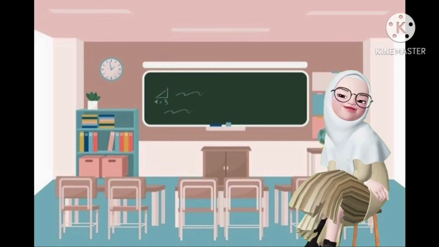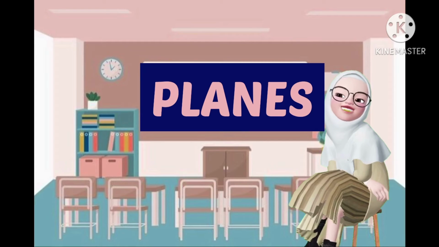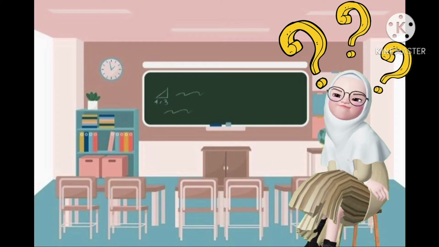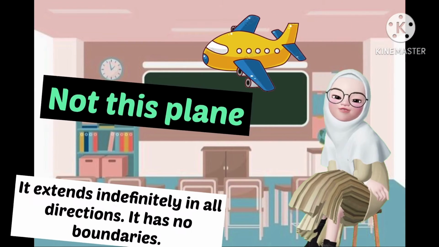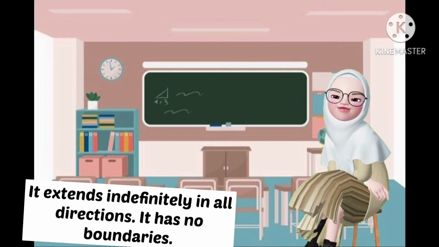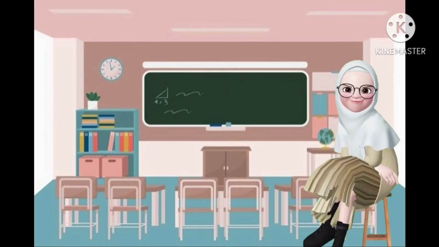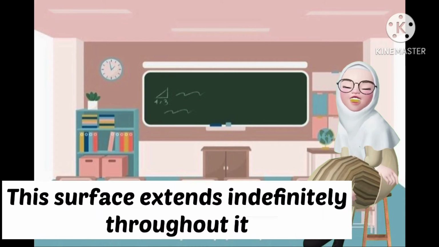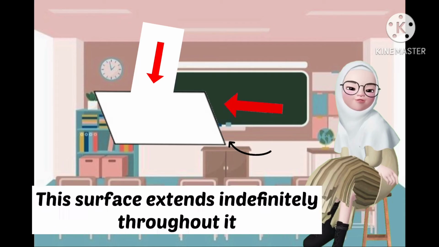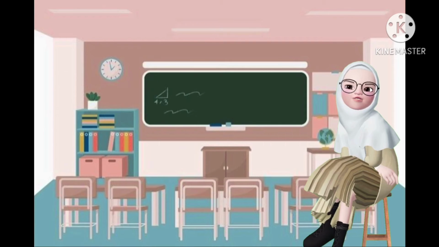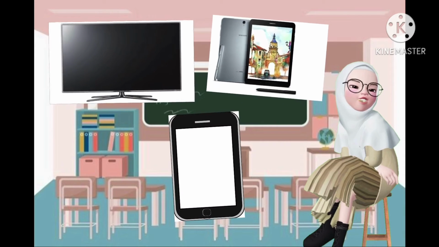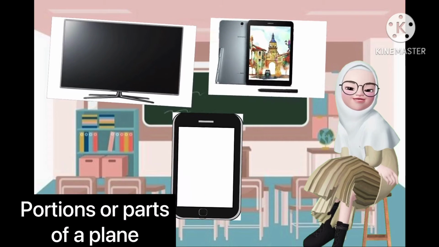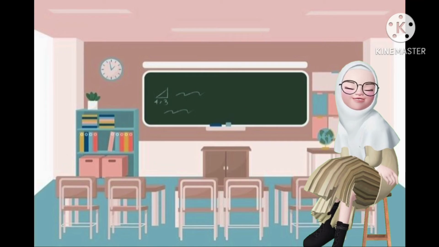Okay, my students, the third sub-material is planes. What is a plane? A plane is a flat surface. It extends indefinitely in all directions. It has no boundaries. This surface extends indefinitely throughout. It will be a plane. This is just a part of a plane. A flat screen television, a tablet, or a mobile phone are all examples of portions of a plane.